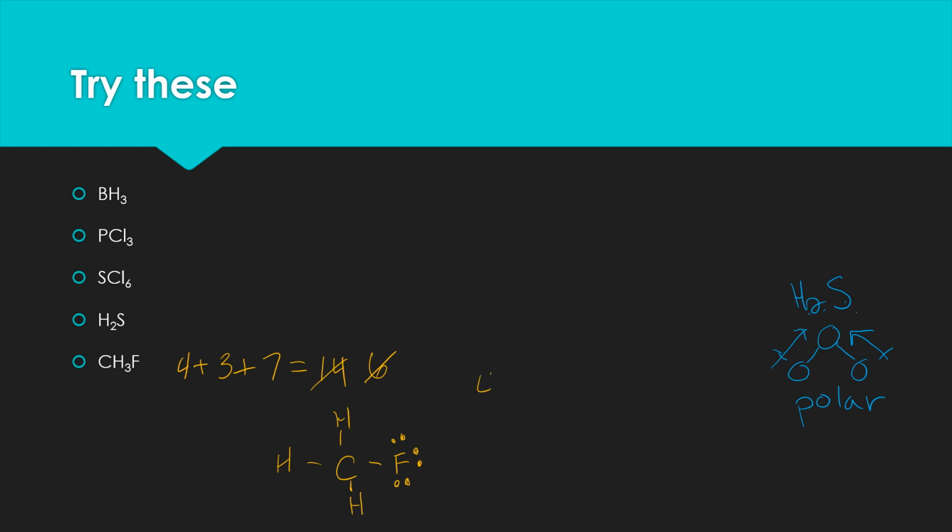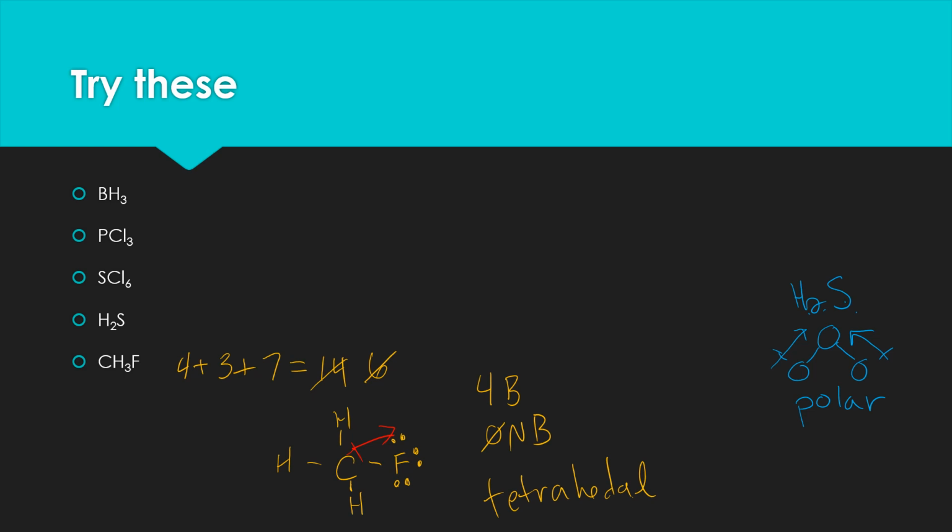We've got 4 bonding domains and 0 non-bonding domains. That makes us a tetrahedral shape. Now a tetrahedral, again, if they all match, if it was all hydrogen all the way around or all fluorine all the way around the carbon, then we would be nonpolar. But with just that one fluorine, that's going to give us one dipole. The carbon-hydrogen bonds are nonpolar.